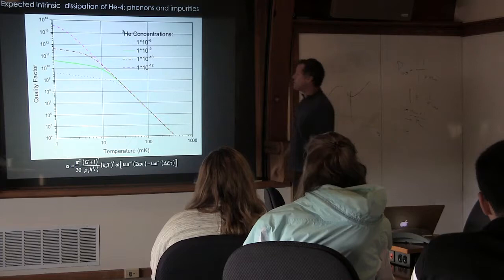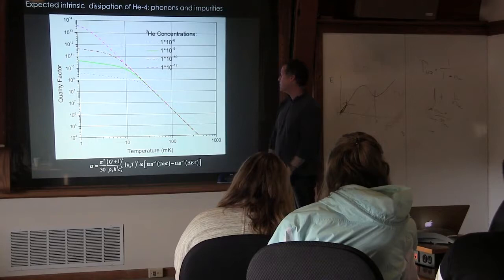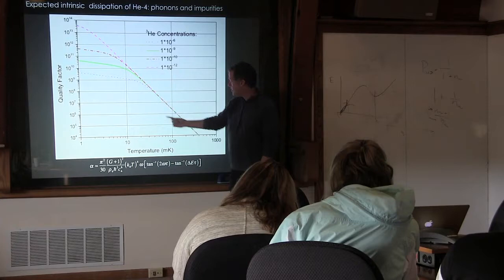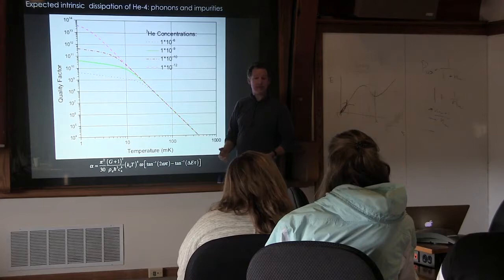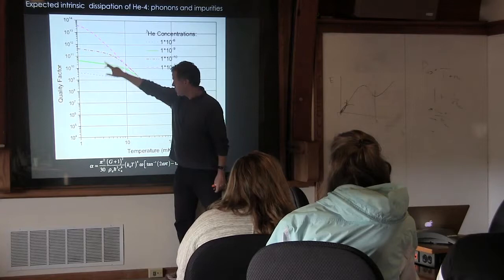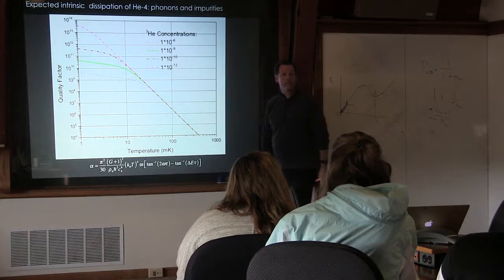Okay, so this is the predicted quality factor that you would have for an acoustic resonator of superfluid helium versus temperature. You expect T to the fourth as you cool down, and by the time you're at 10 millikelvin, you should start to be limited by the helium-3 impurities, which act as a classical dissipative gas. You can get different purities, and a purity of 10 to the minus 10 here is the brown one. Our fridge gets down to 5 millikelvin, so you can start to expect really high Qs.